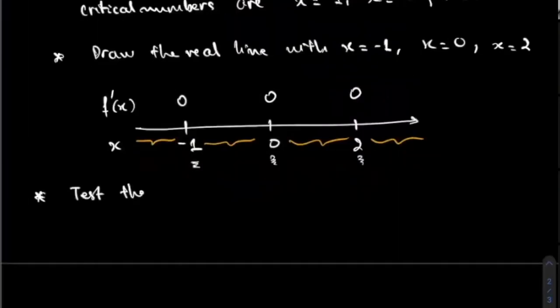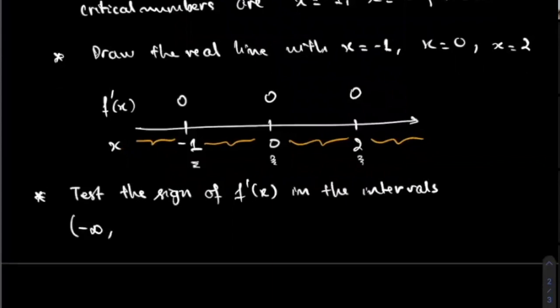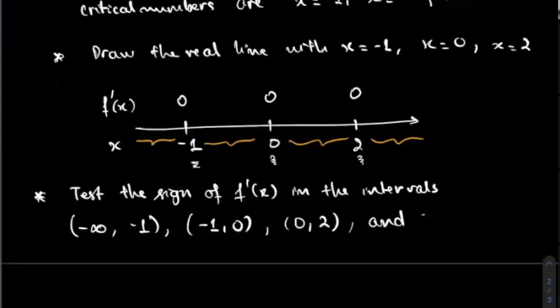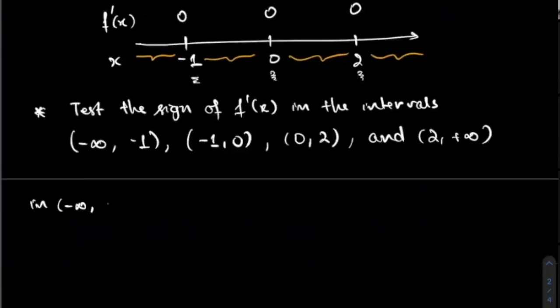Test the sign of f prime of x in the intervals -infinity to -1, -1 to 0, 0 to 2, and 2 to positive infinity. So you have 4 intervals to consider. And how could you test the sign? In the interval of -infinity to -1, just choose any number in that interval and substitute into the derivative function. So in -infinity to -1, I choose x equal to -2.